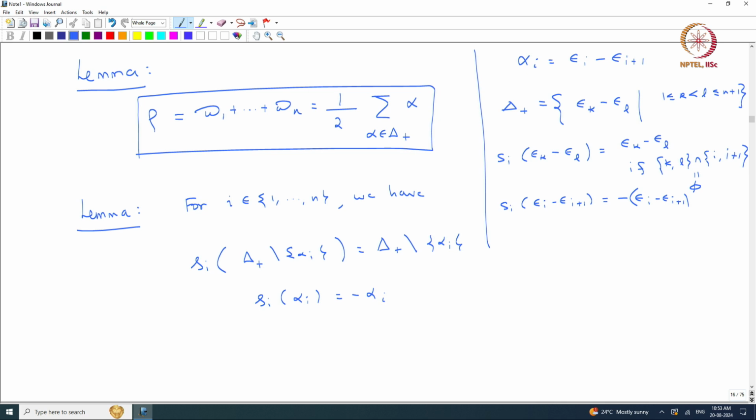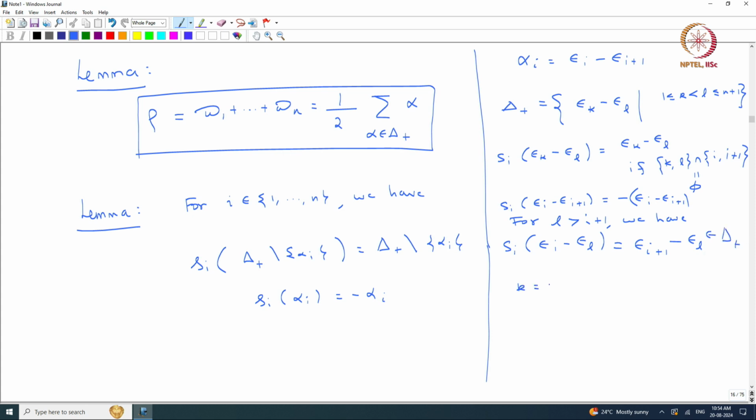epsilon_i minus epsilon_l. So, let me just write it down here, epsilon_i minus epsilon_l. So, this is going to be, whenever l is greater than i plus 1, epsilon_{i+1} minus epsilon_l. So, this is again going to be a positive root.